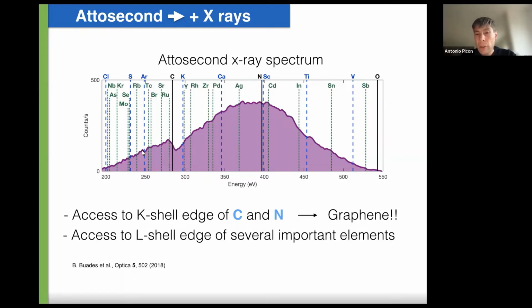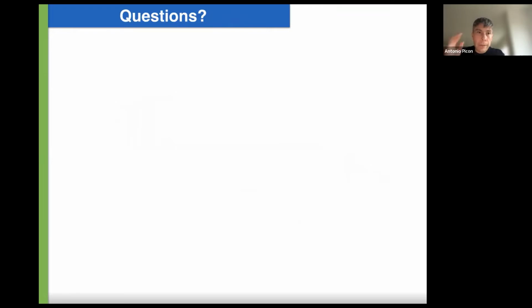And also there are other interesting shell edges that we can study with these attosecond pulses. And of course, if we have access to the carbon K-edge, one of the first things that it triggers is that we can study graphene-based materials. And this is what I'm going to show, freestanding graphene calculations. But before that, let's stop for questions.